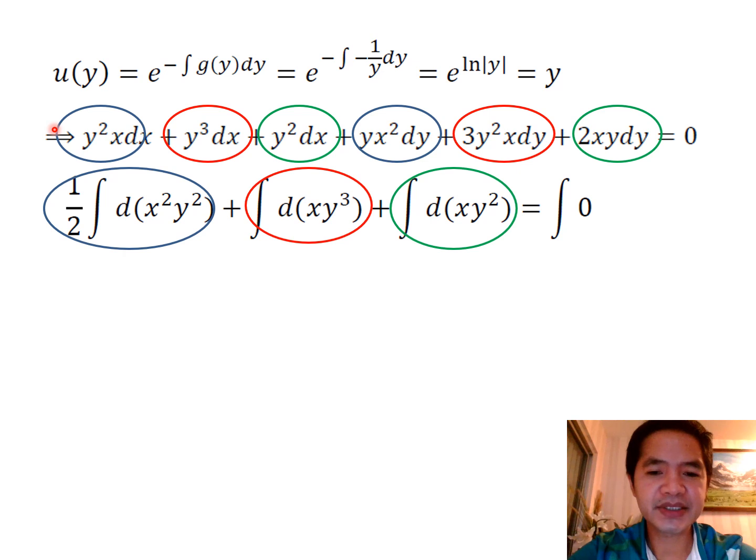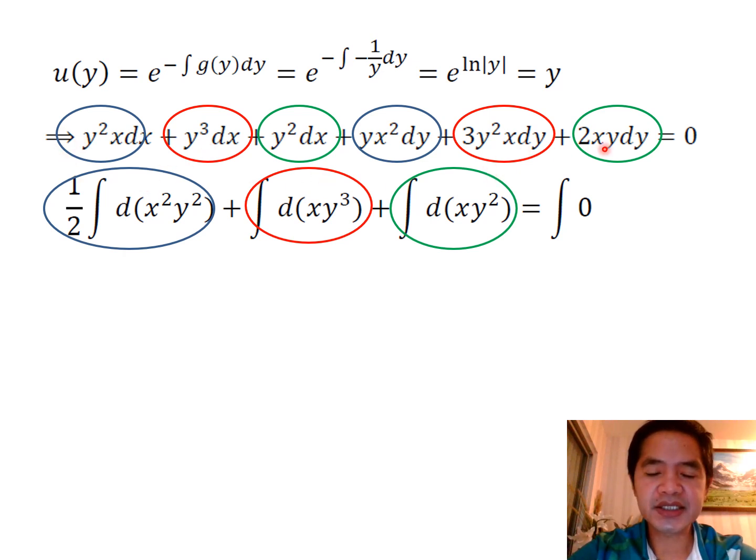Now take the integrating factor, which is y, and multiply it back into the first ODE from the previous slides. You multiply y into every term, and we get this form. Now remember, after you multiply by the integrating factor, it's going to be an exact equation. So now you just look for the right combination.